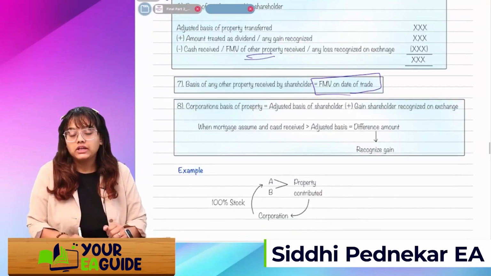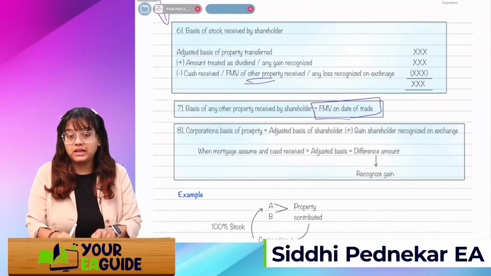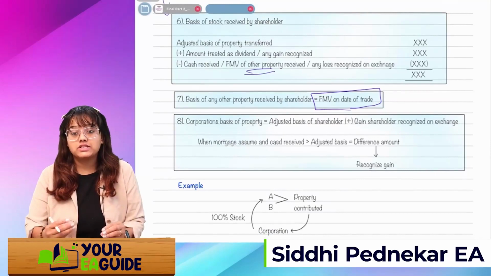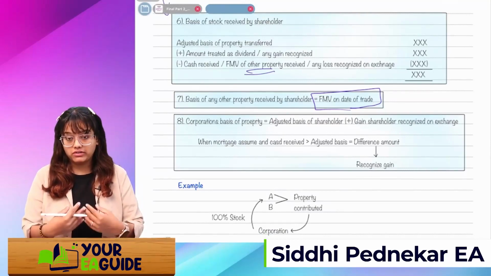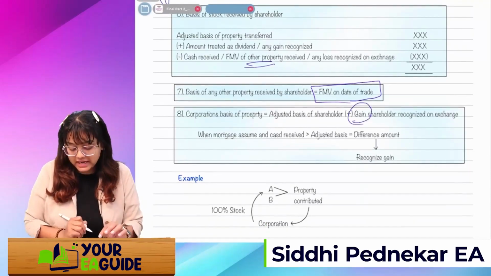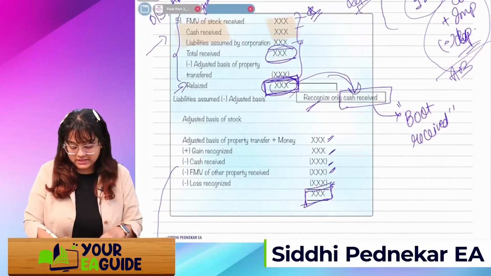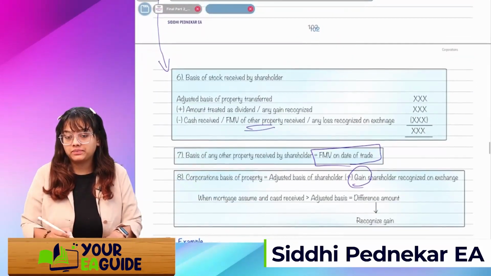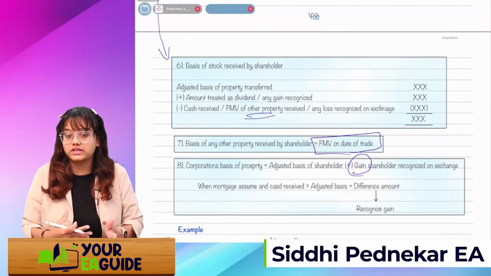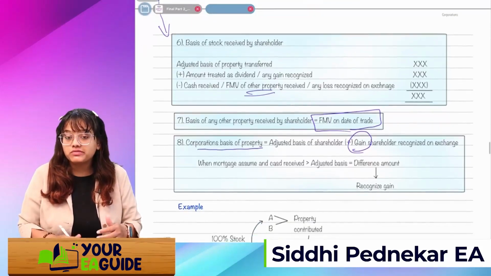Okay. Next is the corporation's basis. I am transferring a property to the corporation, so that property will be recorded in the books of the corporation at what amount? The adjusted basis of the shareholder, whatever property I am transferring to the corporation, plus any gain which I have recognized in step 1. Do you remember? Out of this, I have recognized this gain. We'll just add it: adjusted basis of the shareholder plus gain the shareholder recognizes on this exchange. So this will be the basis of the property for the corporation, which it receives from the shareholder.